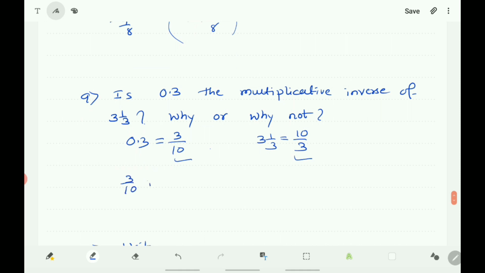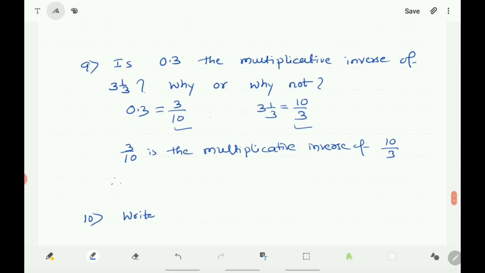And you know that 3 by 10 is the multiplicative inverse of 10 by 3. Therefore, what can we say? Therefore, 0.3 is the multiplicative inverse of 3 1 by 3.